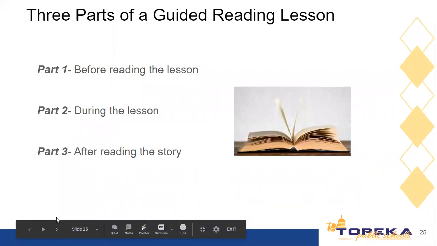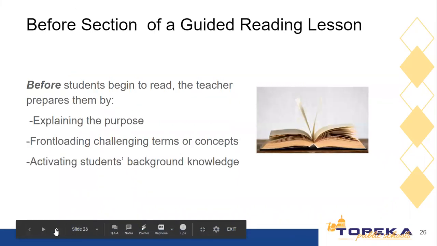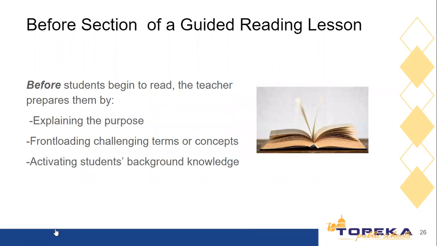Three parts of guided reading. As we looked at an overview, let's dig deeper. Before reading, during reading, and after reading. Three essential components. So before you read a selection, you want to explain the purpose. You want to activate their prior knowledge. If you're reading a story about baseball, what do they know about baseball? Or maybe they play baseball, or they play softball, or they've been to a game before. We want to get students thinking about that topic. And if there's any place where you need to front load, this is the time to do it.